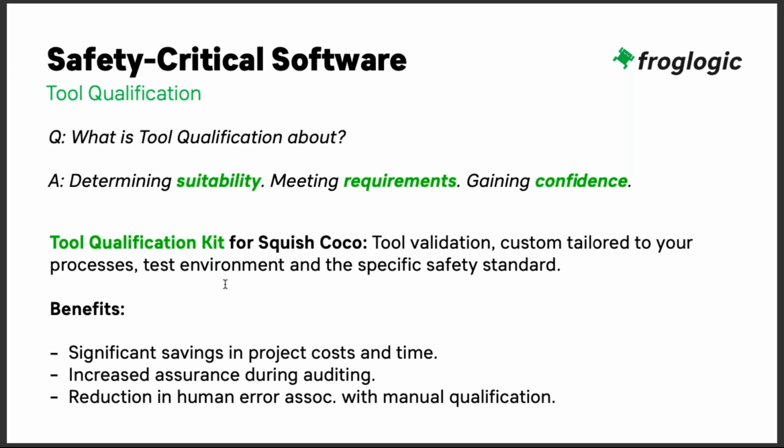And for teams, the saving comes in when we talk about time and cost. Creating these custom reports when it comes time for auditing can take significant time, and manual qualification can result in overlooked errors, which add to project costs. And I think one of the biggest things is just the peace of mind that comes when you are going through safety standard auditing. So if you work with safety critical applications and want to learn more about these tool qualification kits, I definitely encourage you to contact us.